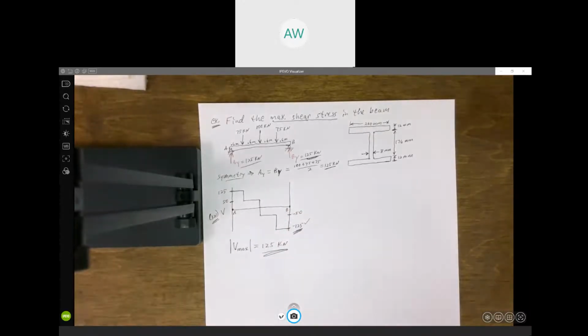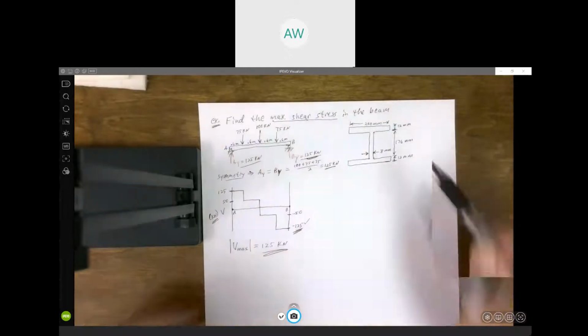That's the V we're going to plug in our formula, VQ over IT. Any questions how we found V max? All right. So we need I, right? We need the moment of inertia.